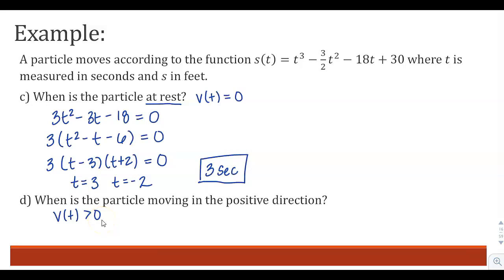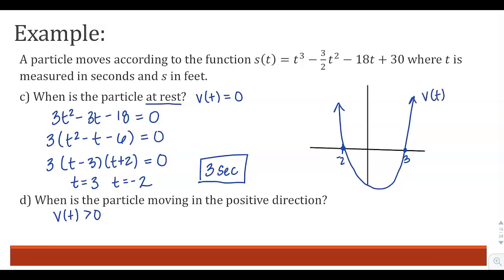To determine where that quadratic is greater than 0, I would say the easiest way to do it would be to think about the graph, because we already factored and solved for its x-intercepts when we set the function equal to 0. So if I were to do a quick sketch of my velocity function, it's going to be an upward-facing parabola with x-intercepts at 3 and negative 2. It's going to be a really rough sketch. I'm just going to draw an upward-facing parabola here. So this is my velocity function.